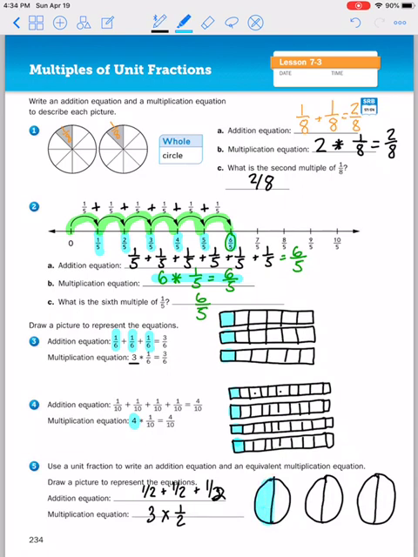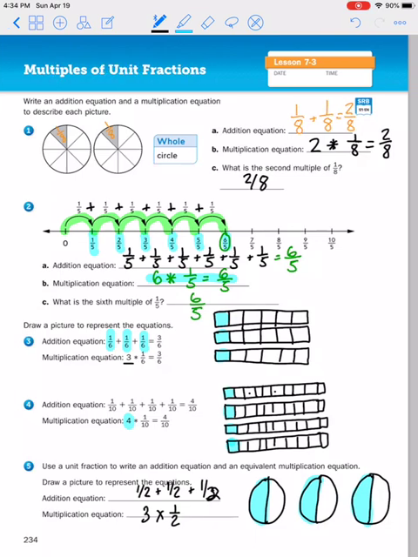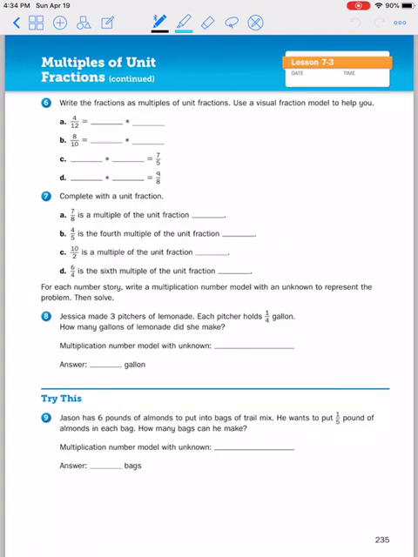And I would shade in 1/2 of each, and I would do that 3 times. Okay, let's go on to the next journal page. So multiples of unit fractions continues. So number 6, write the fractions as multiples of unit fractions. Use a visual fraction model to help you.